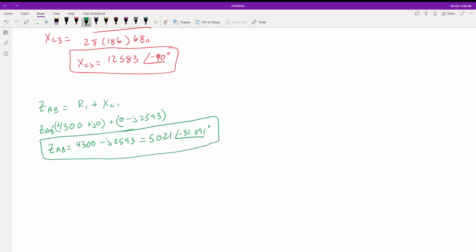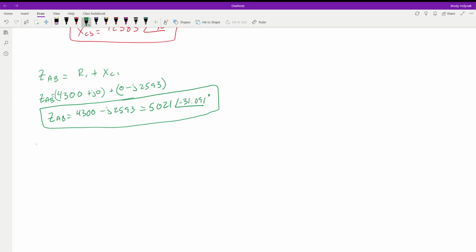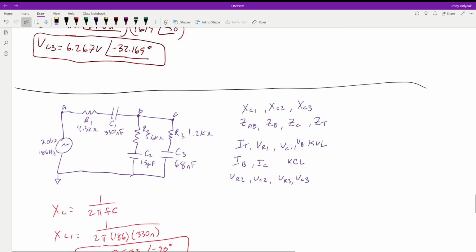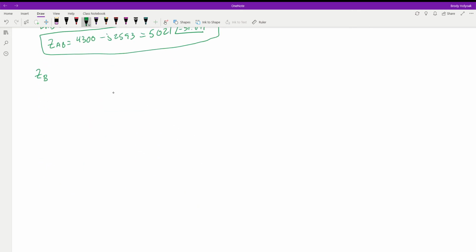So there's our total impedance from point A to point B, which is R1 and C1. The next part we need to find is ZB, which, if we come back up here and look, is going to be from point B to ground. So we go through R2, through C2, and then to our ground. So it's R2 plus X of C2.